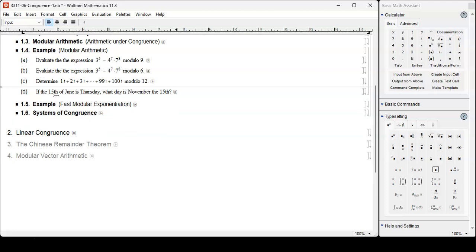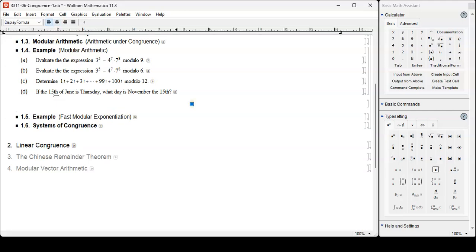Okay, how about the next problem? If the 15th of June is Thursday, what day is November the 15th? Well, we're dealing with days of the week, so this is a mod 7 operation. So June to July, how many days are there? June 15th to July 15th. June has 30 days, right? And then July has 31, August has 31, September has 30, October has 31, and that's it, isn't it? Yeah, June, July, August, September, October, and then November.